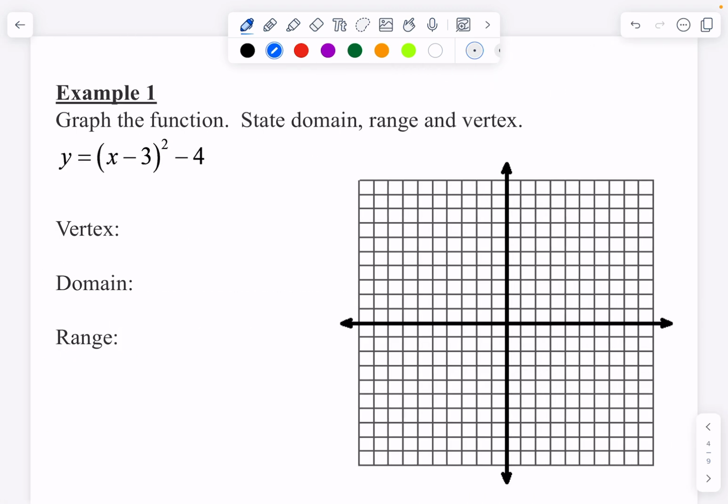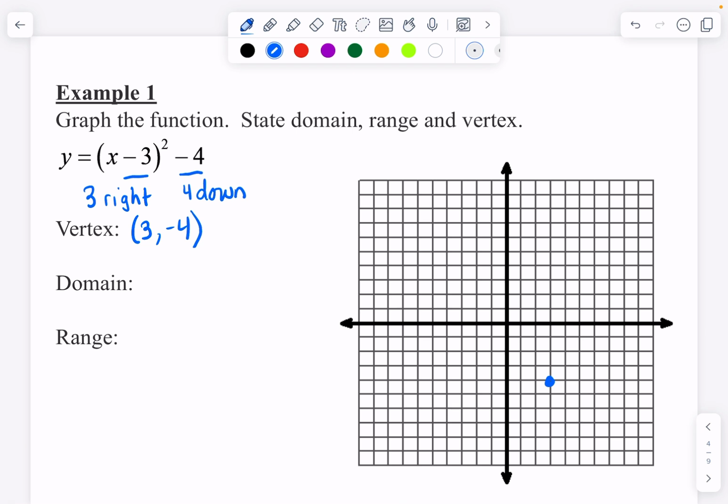Okay. So graph that function, state the domain, range, and vertex. Remember, this 3 is 3 to the right. It's opposite of what you think. Even though there's a negative sign there, I go 3 to the right. And this is 4 down. So I put my vertex down. I go 3 to the right, 4 down. So my vertex is (3, -4).